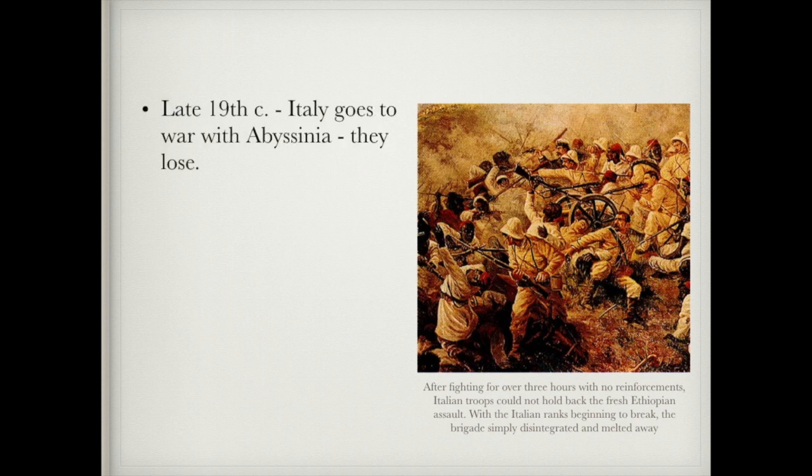So in the late 19th century, Italy goes after Abyssinia. Italy goes to war with Abyssinia, and they lose. Now, this loss is fairly embarrassing because we have a newly unified, industrialized nation of Italy that goes up against a poor area of Africa, Ethiopia, not industrialized, no modern warfare, and Italy loses.